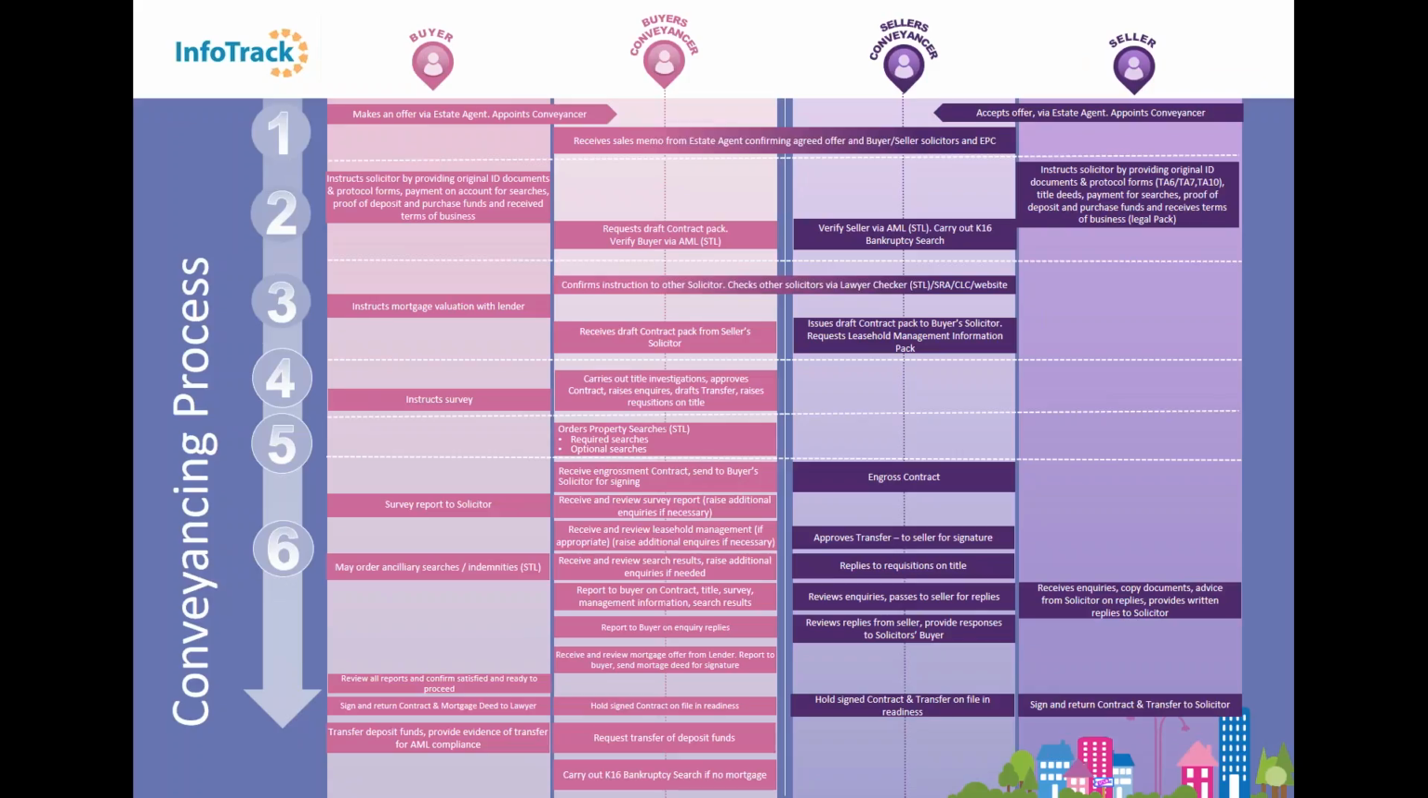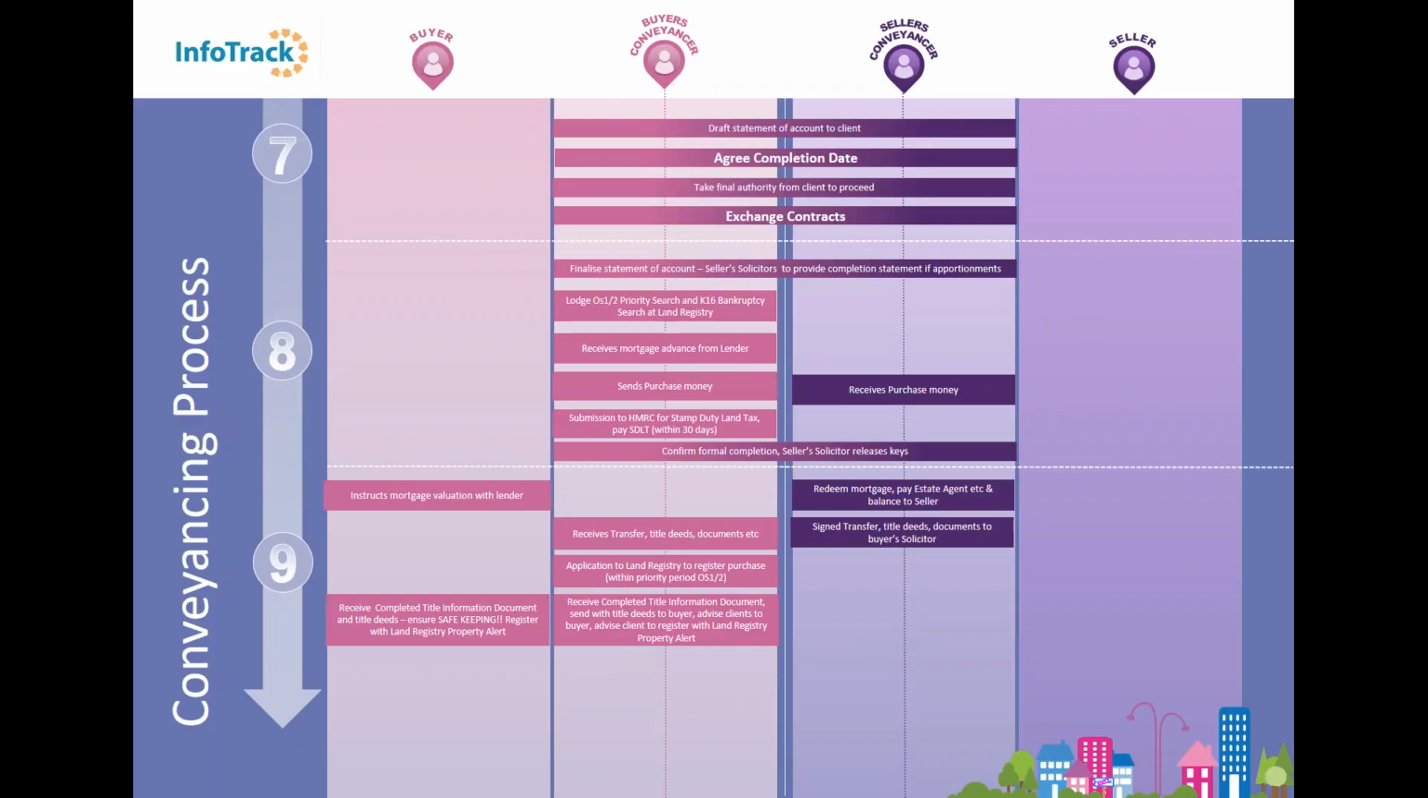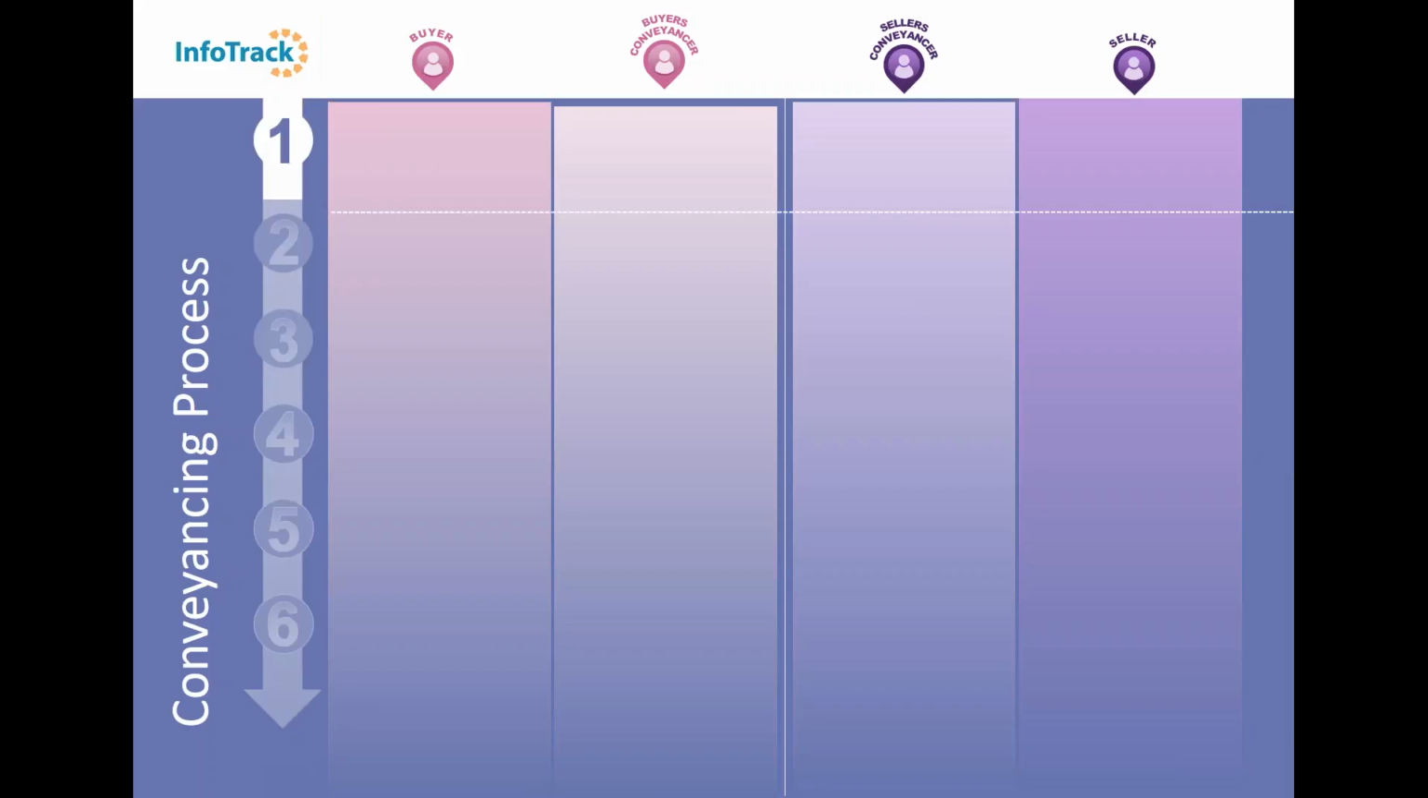Now, the next slide looks very busy, but we're going to be breaking this down over the course of the next 45 minutes or so. So this is the complete conveyancing process. You can see the first 6 stages there and the last 3 there. So what we want to do is just break those down and try and simplify it and talk about each stage. So let's have a look at stage 1.